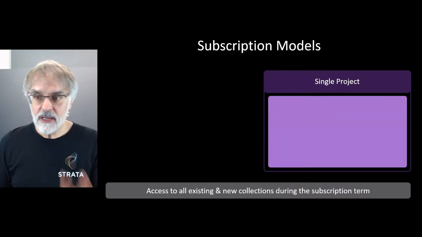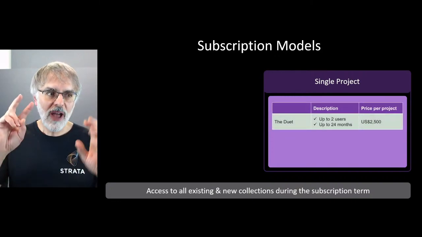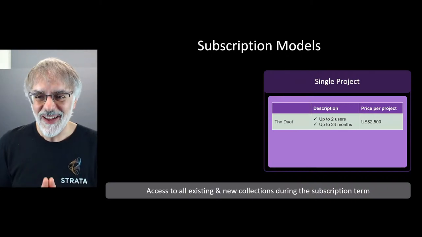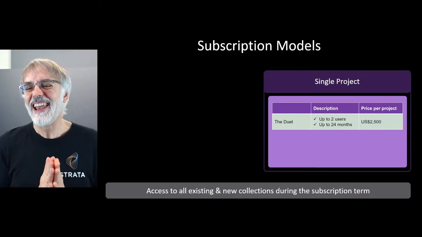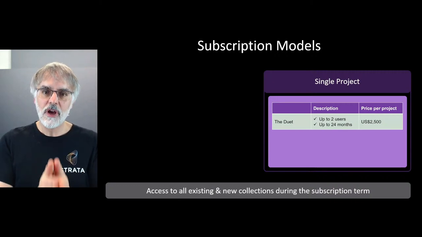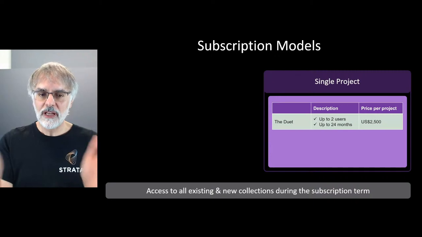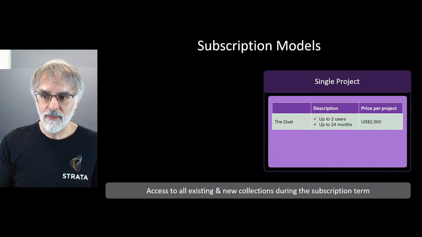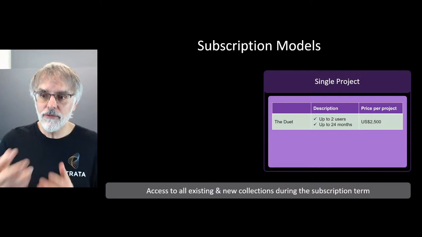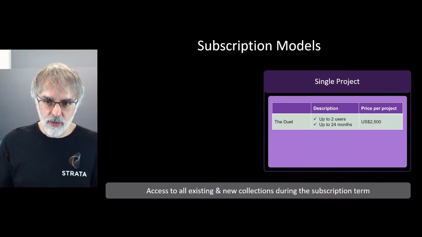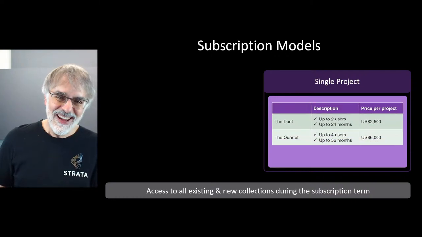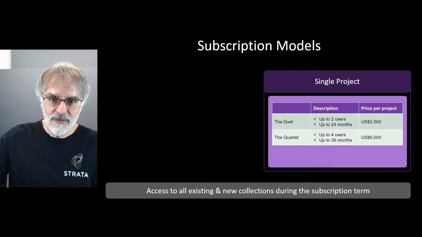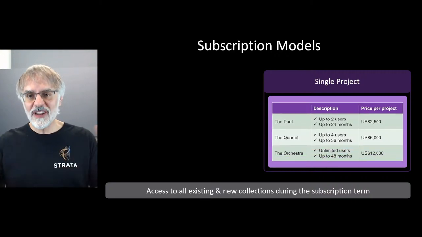And we came up with this single project license where you have three different tiers. The first one, and we found a poetic name for it, the Duet, allows you to have two users up to 24 months to get access to Strata for a single price of $2,500 during the two-year term, basically, for two users. So that's the Duet. And we have the Quartet, which is four persons for a duration of 36 months, or 3 years, at a price of $6,000.